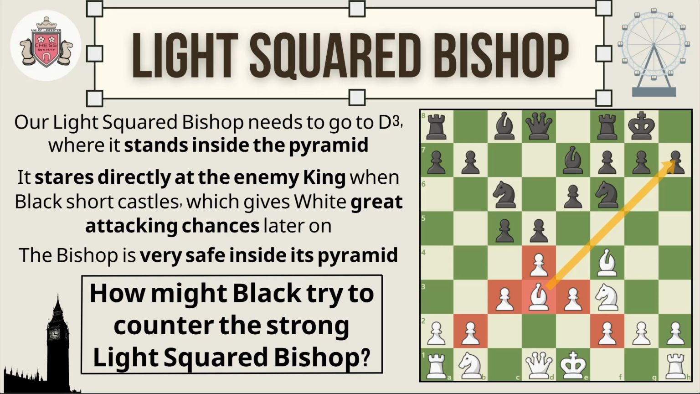And so I've got another one of these reflective questions as well. It's another difficult one, I promise you that, but try and figure it out. We've said that this bishop is very strong inside of its pyramid. But how might black try to counter this? How might they try to counter the strong light square bishop? It's difficult. This is borderline intermediate stuff, but I like to get you thinking about it as well. Hopefully you might have some ideas, you might have no ideas, it's completely okay. What do you think?